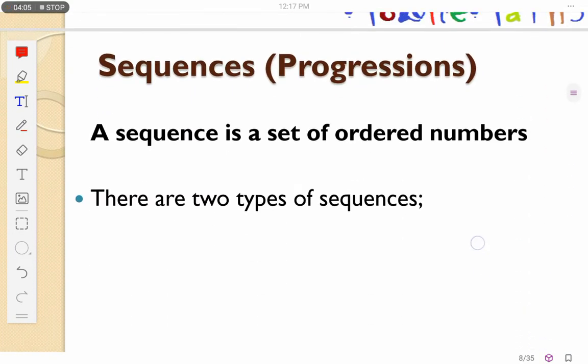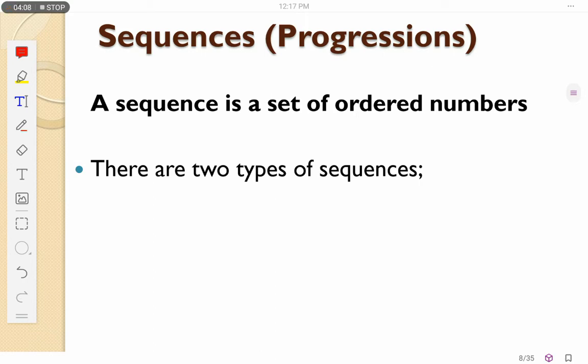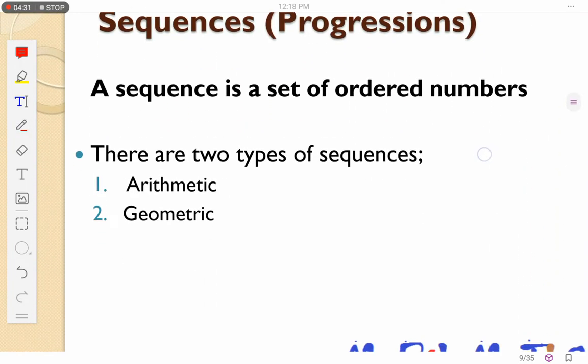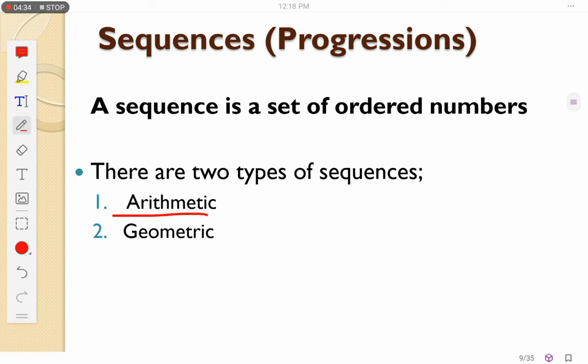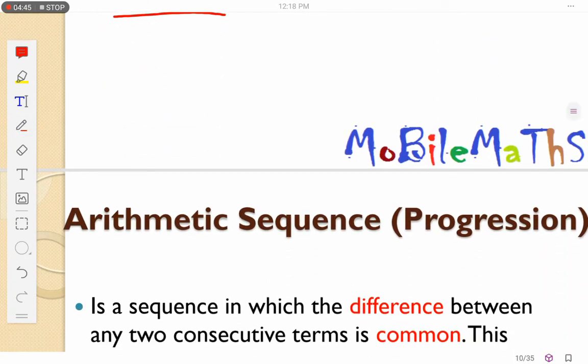When we talk of a sequence, basically, it can also be called a progression. A sequence is a set of ordered numbers. That's what we call a sequence. We have got 2 types of these sequences: arithmetic, and geometric sequences. I would like to explain the difference of these 2. I'll start with the arithmetic sequence.